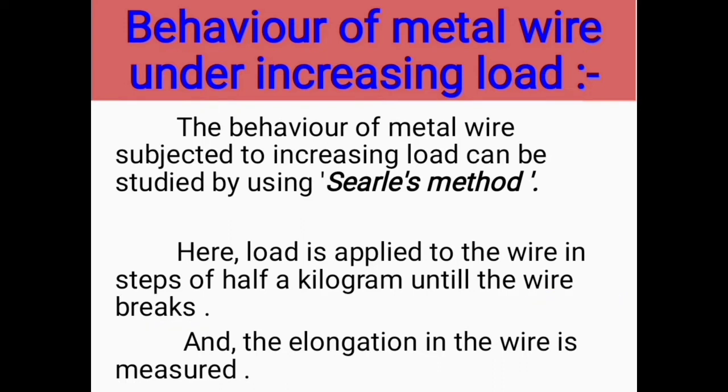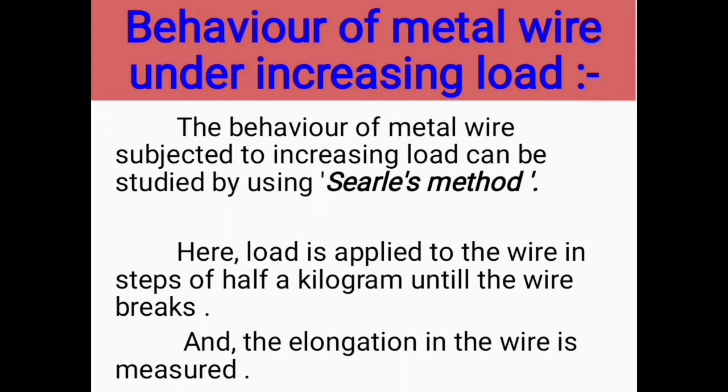Guys, that is, until our wire breaks, we will keep increasing the load, that is the weight, in steps of half kilogram at the free end of that metal wire. And due to adding half kilogram weight to the free end of that wire, elongation occurs in the wire, and that elongation in the wire we are measuring. I will explain how we get the elongation in the wire by adding the weight or load on the free end of that wire.